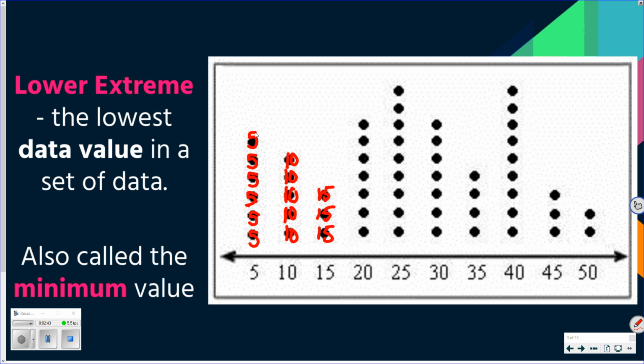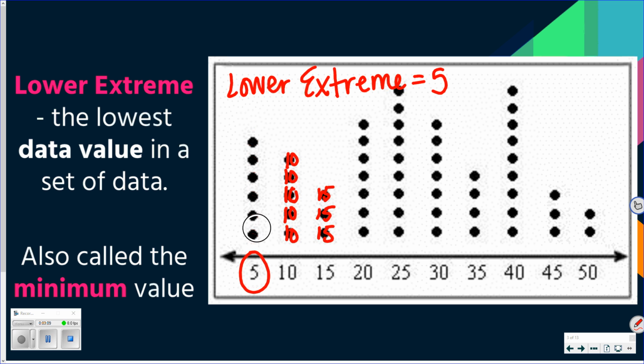We could look at it and ask ourselves, what is the lowest data value? What is the smallest number that is in our data? And the answer for the lower extreme would be 5, because that is the smallest number that was a response. We could also just look at our number line. The smallest number that had data up was a 5.